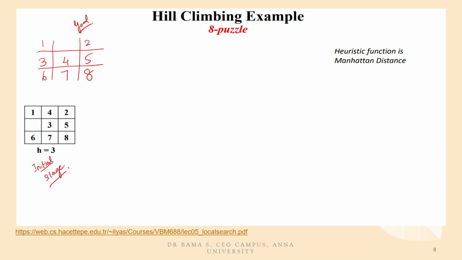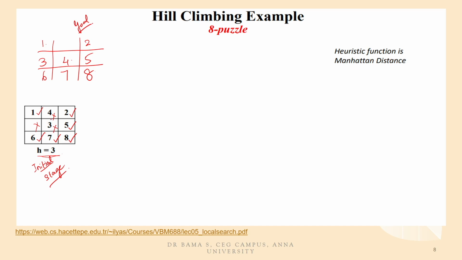If you see, 1 is at the correct position, 4 is not at the correct position, 2 is at the correct position, 3 is not at the correct position, 4 is not at the correct position either, and 5, 6, 7 and 8 are all in the correct position. So, the heuristic value is the number of misplaced tiles or the Manhattan distance.